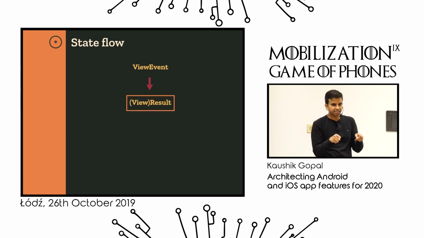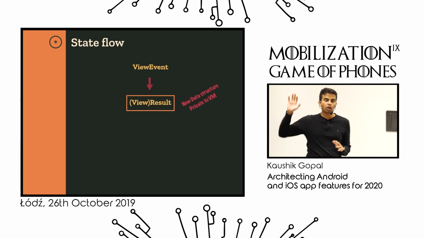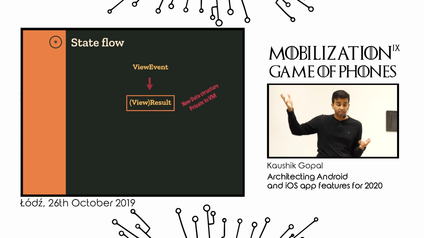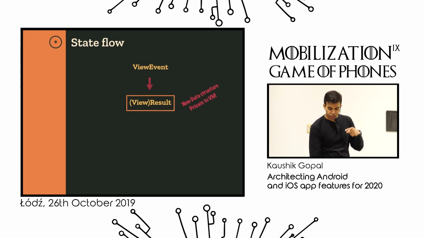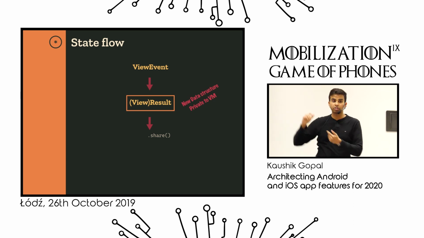I'm going to wrap these in a private object called view result. The view result is again private to the view model. So my tests, my activity, my view controller, they have no knowledge. It's almost just a convenience object. You don't even need to use it. I use it mostly because what I then can do is share that. If you use RxJava, the share operation makes this stream reusable.